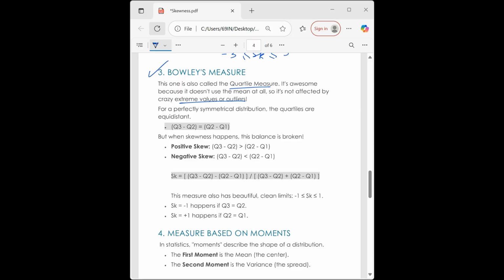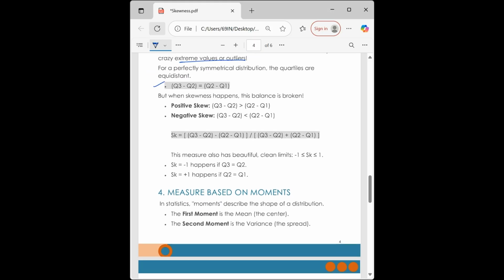For a perfectly symmetrical distribution, the quartiles are equidistant. Q3 minus Q2 is equal to Q2 minus Q1. The distance from the median to the top 25% is the same as from the median down to the bottom 25%. Okay? But when skewness happens, this balance is broken.